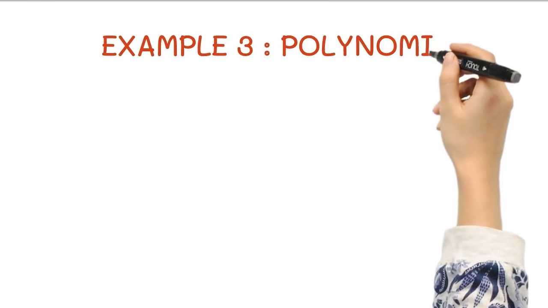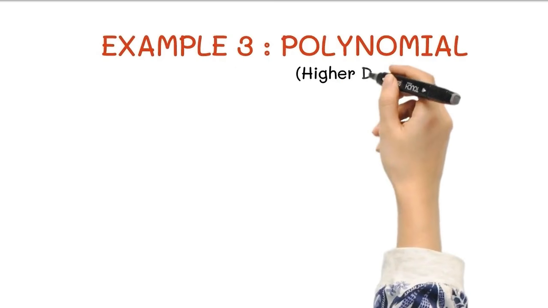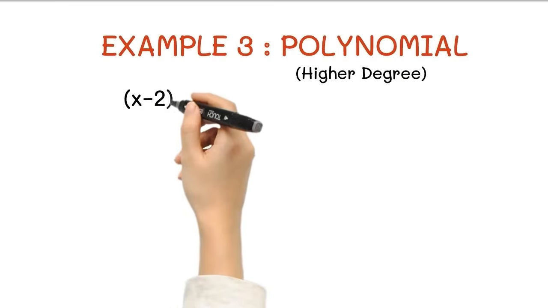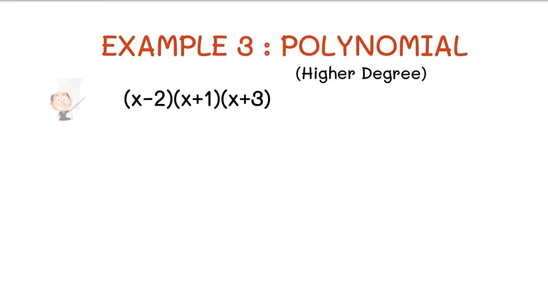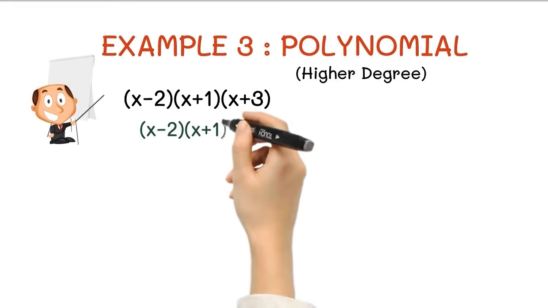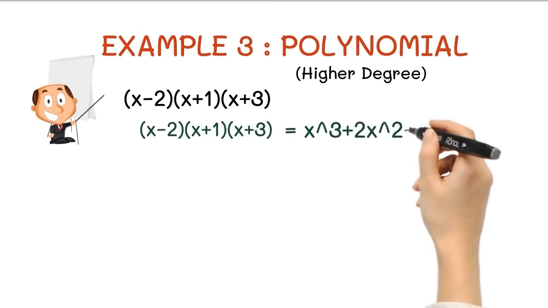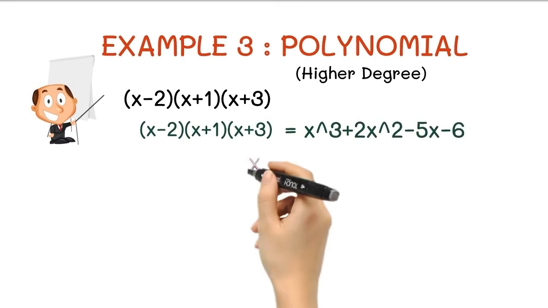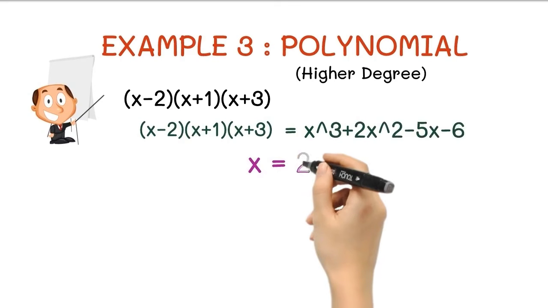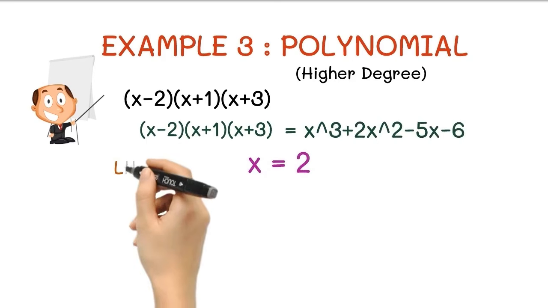Example 3, polynomial, higher degree. Problem: (x minus 2)(x plus 1)(x plus 3). Now let's move one step ahead and check a polynomial expression. Expansion: (x minus 2)(x plus 1)(x plus 3) equals x cubed plus 2x squared minus 5x minus 6. Choose a convenient value. Let x equals 2.